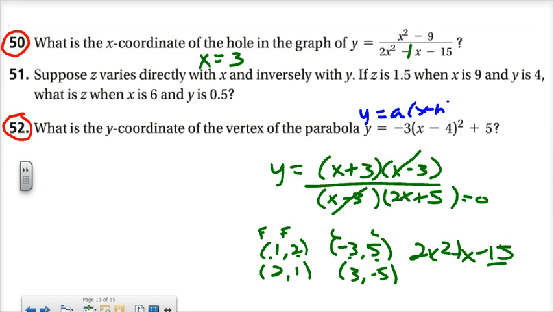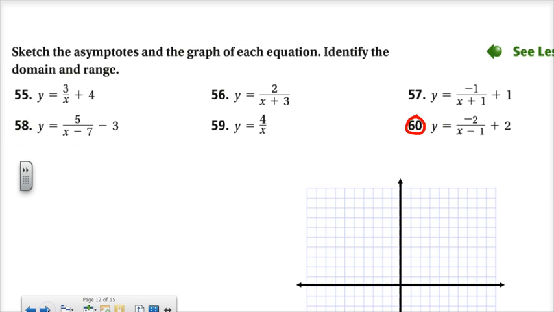Well, it doesn't take you long to get that if you remember the form. And that is y equals a times the quantity x minus h squared plus k. So the vertex is going to be at 4, 5, and they just wanted the y-coordinate, so that's going to be 5. Good old h and k.